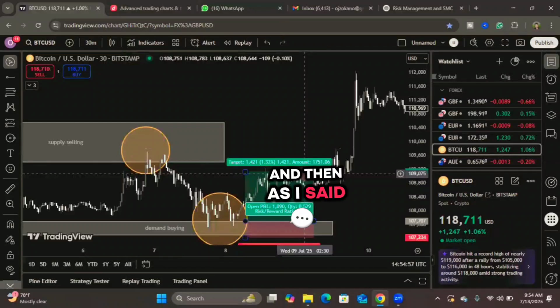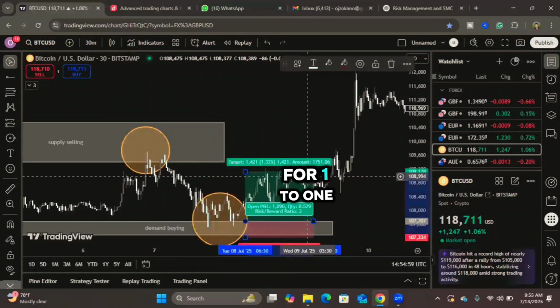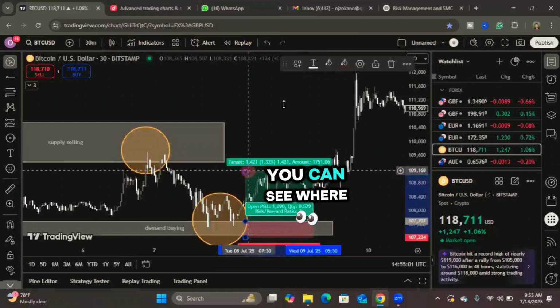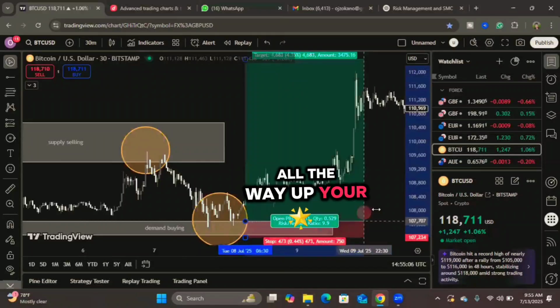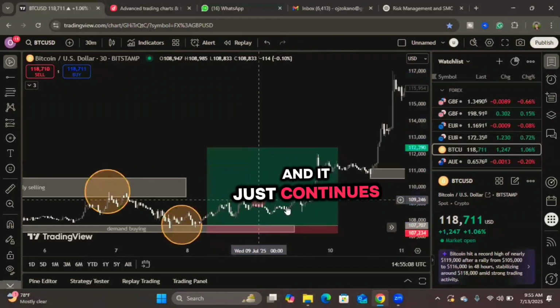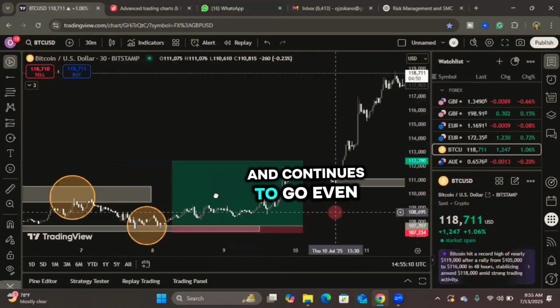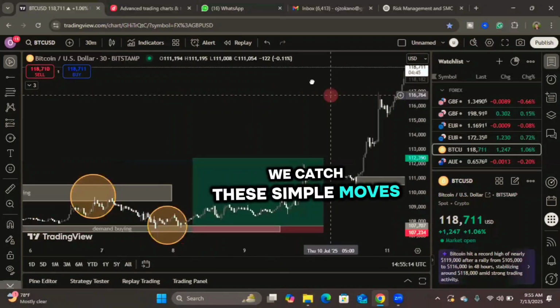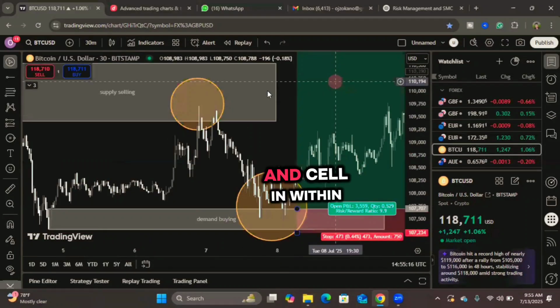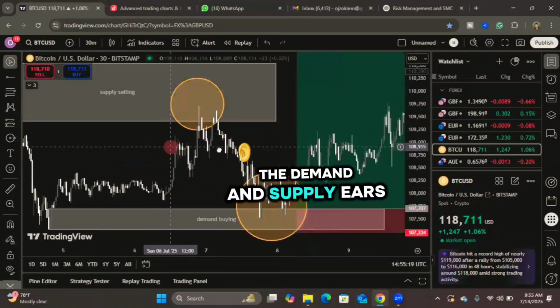And then, as I said, it depends on your risk to reward. You can go for 1 to 1, 1 to 2. But we can see where price goes all the way up here, and it just continues and continues to go even further beyond. And this is how we catch these simple moves with our buying and selling within the demand and supply areas.